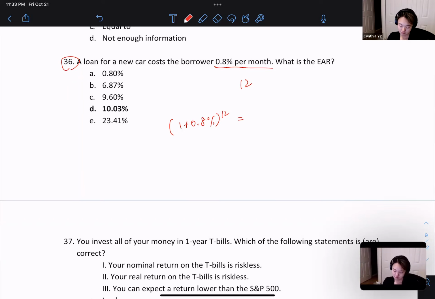So it's not riskless. And for 3, you expect a lower return than the S&P 500. Yeah, because it's risk-free and higher risk, higher return. So 1 and 3 are true.